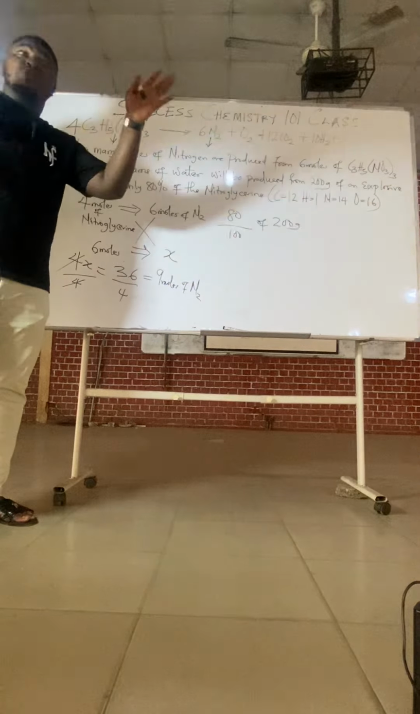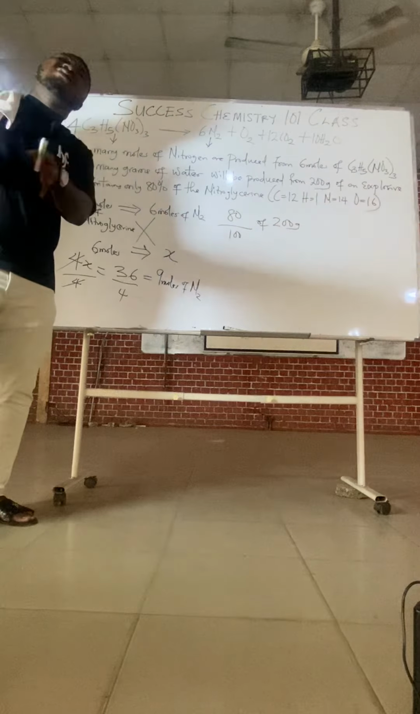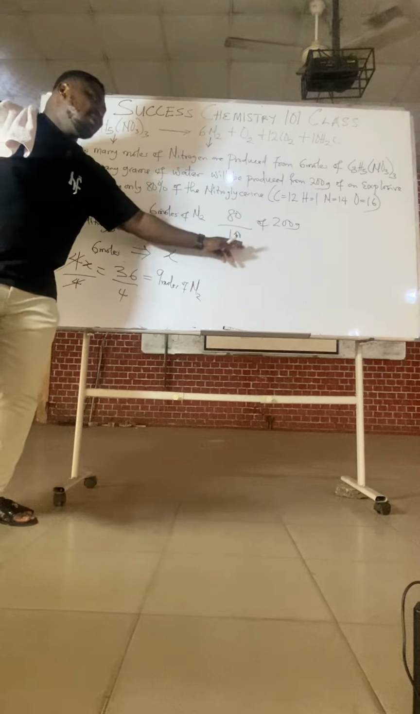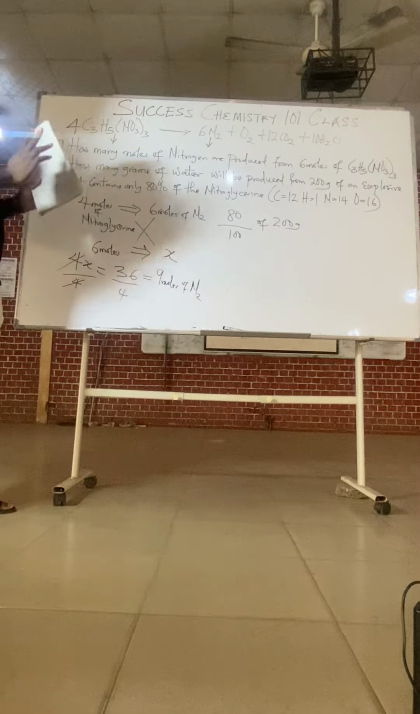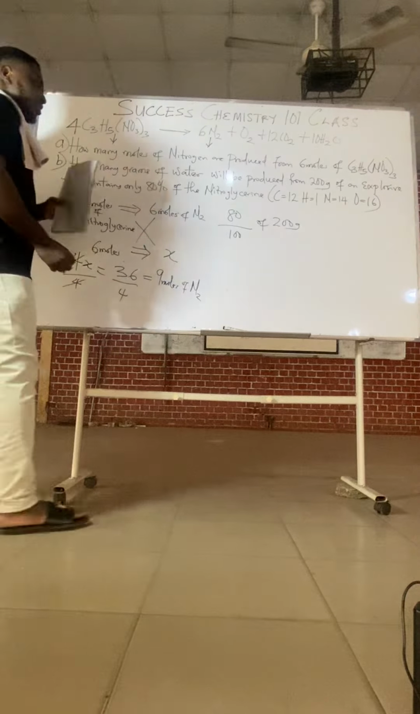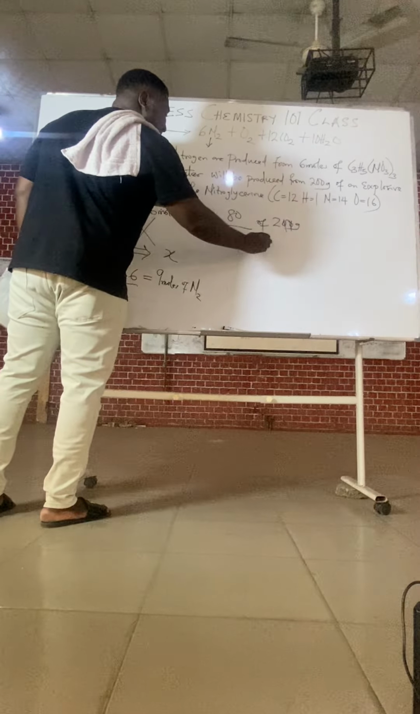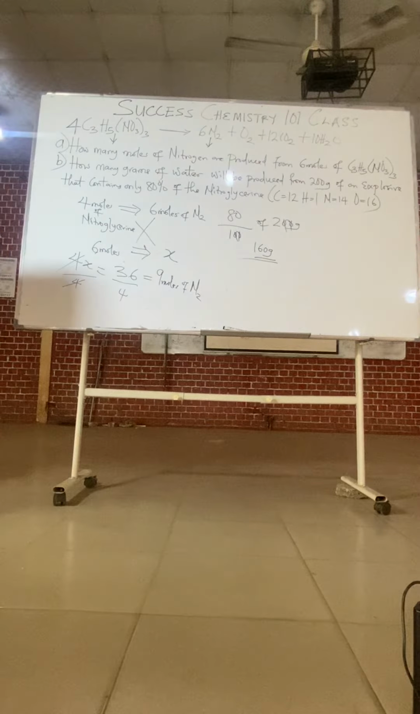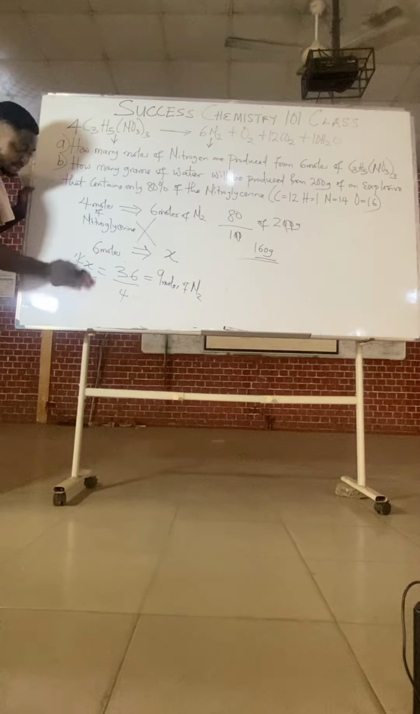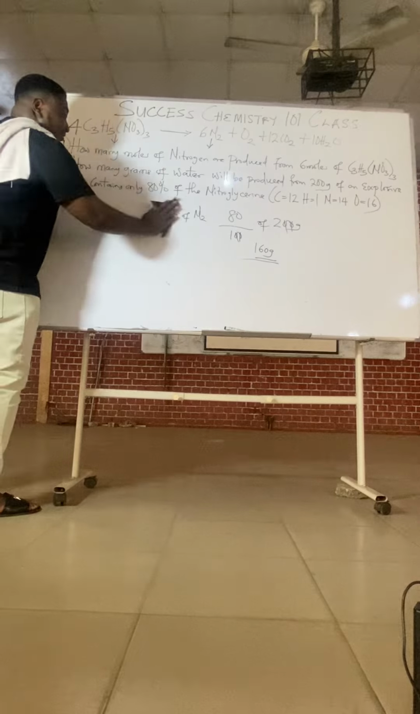But the total explosive is 200 grams. How do we get the mass of nitroglycerine inside the 200 grams? 80 over 100 of 200 gives the mass of nitroglycerine, which is what we are concerned with. 80% of 200 will give you 160. So the mass of nitroglycerine in the explosive is 160 grams.